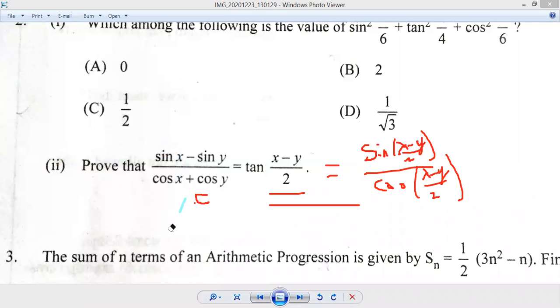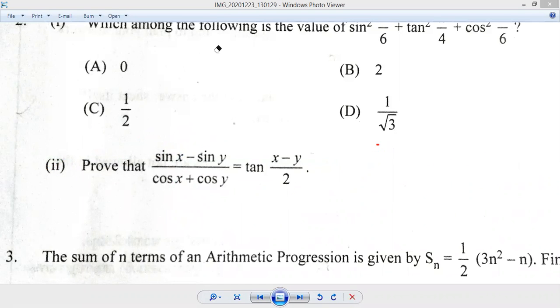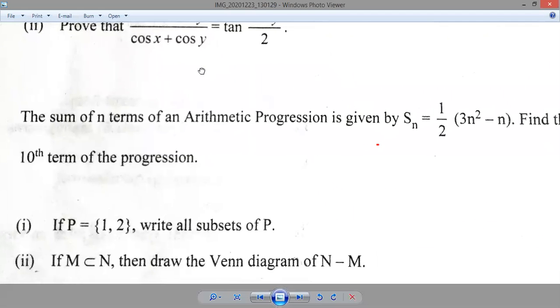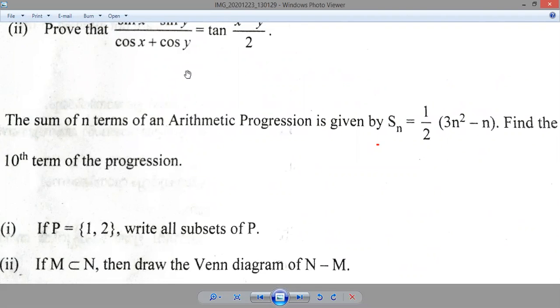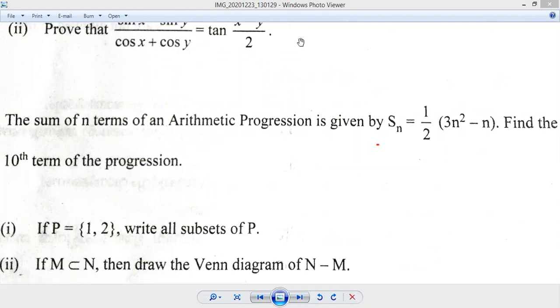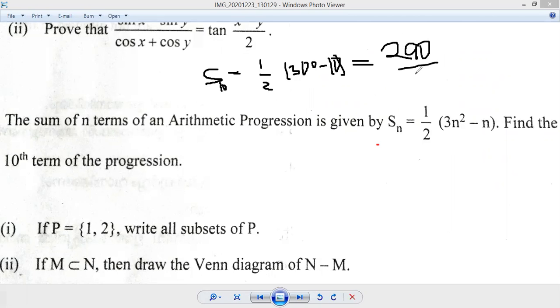Now, the third question is from arithmetical progression. Let me move on to the question. So we have given the sum of n terms of an AP, and we have to find the 10th term of an AP. So this question is a little tricky one. In order to compute the 10th term, first let us compute the sum of 10 terms, which is S10. So we can substitute n is equal to 10 in this equation. So we have 1 by 2 into 3 into 10 squared, so that will be 300 minus 10, right? Which you'll get equal to 290 by 2. Okay.